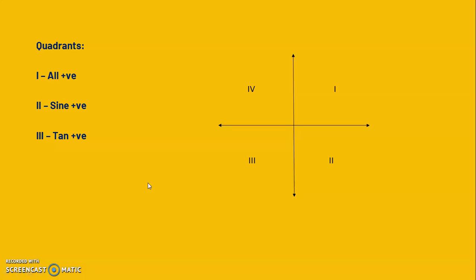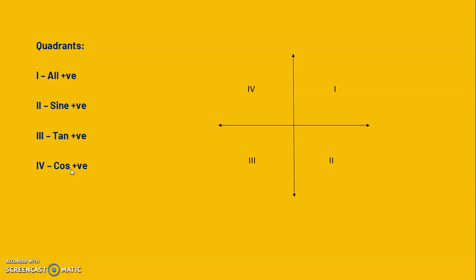And in the third quadrant your tan is positive, so your cot is also positive. And in the fourth quadrant your cos is positive, so your secant is also positive. Okay, so we can easily memorize this using "All Silver Tea Cups". That is, in the first quadrant all the trigonometric functions are positive, then in the second quadrant sine is positive, third tan is positive, fourth quadrant cos is positive.